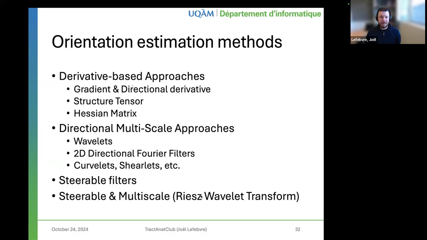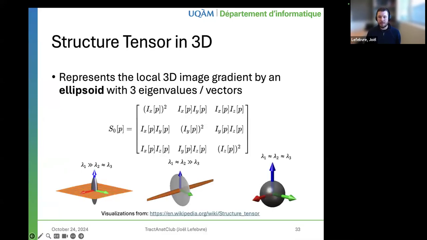And another tool that combines steerable filters and multi-scale is the Riesz wavelet transform. I won't explain this today, but that's something we are exploring in our lab to analyze our data. So just a quick presentation. The structure tensor in 3D will basically compute the image gradient at every location and then combine those locally with a window function and create what we call a structure tensor.